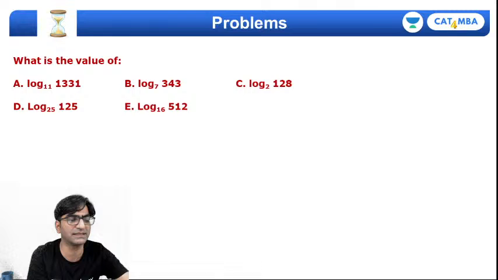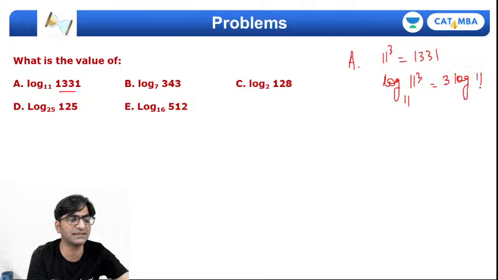Okay, let's look at some very simple problems. I will use these properties. Find the value of log 11 in the base 11... 1331 should be visible: 11 cube is 1331, which means this can be written as log of 11 cube in the base 11. The power comes out, so this becomes 3 times log 11 in the base 11. What power of 11 makes 11? The first power. So this will be 3 into 1. So the answer to the first question is 3, right?